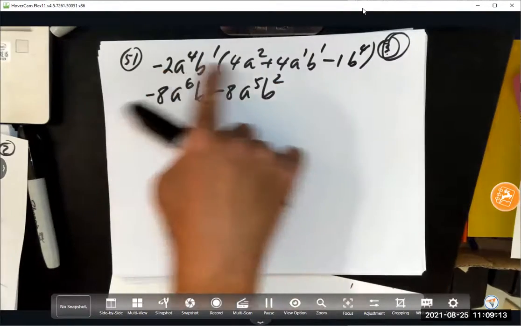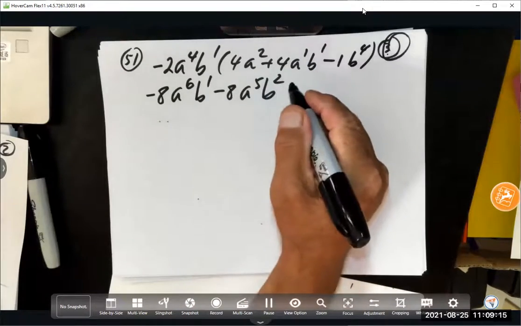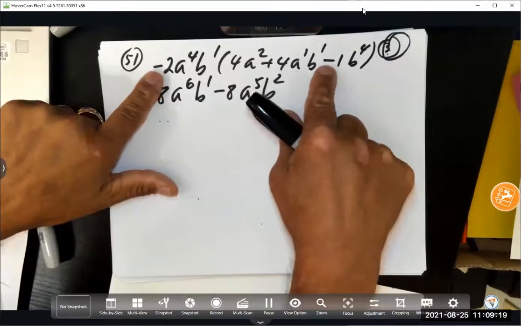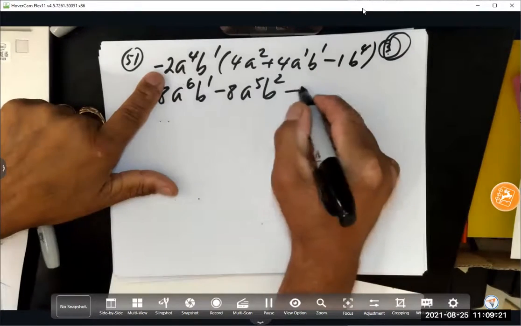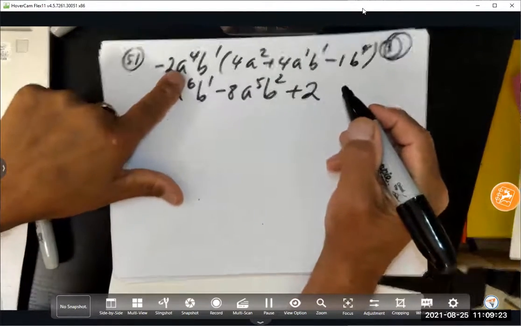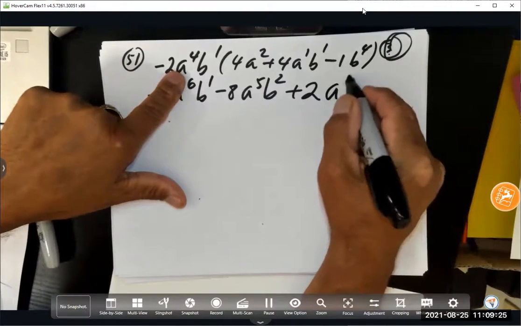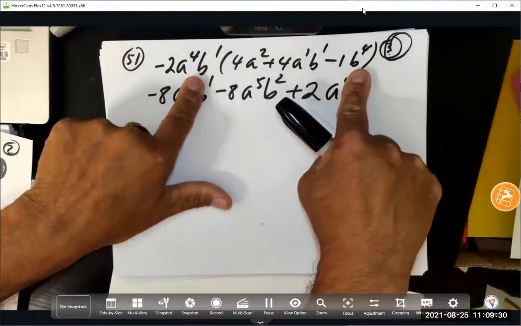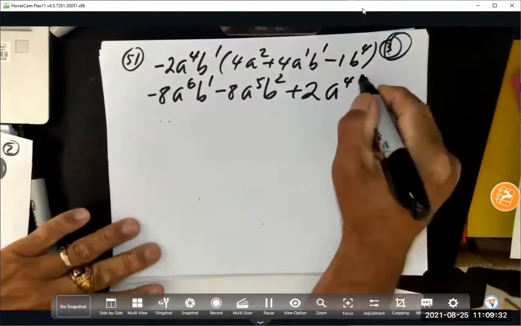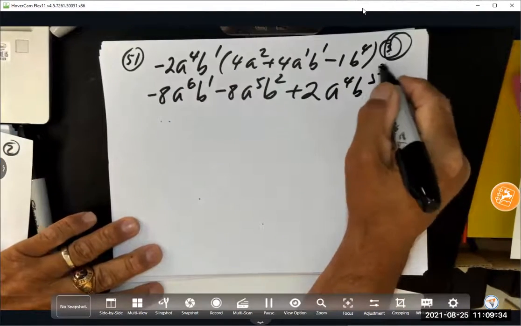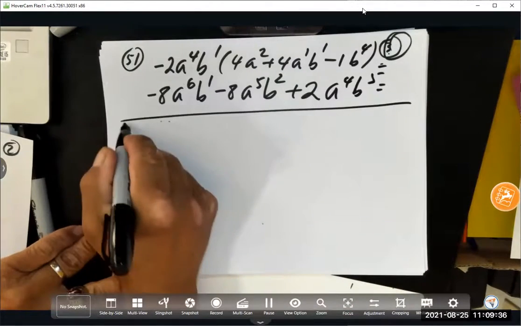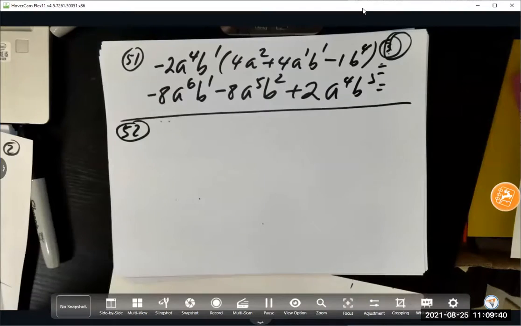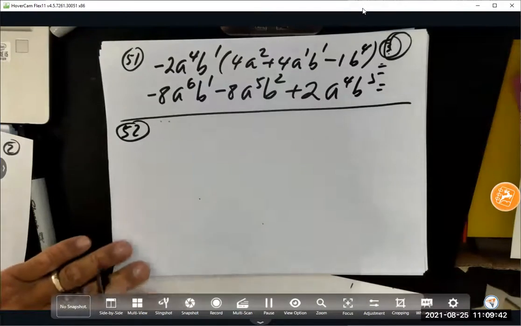Next one. Negative 2 times negative 1. Negative times negative is positive 2. Positive 2, there you go. And you have a to the 4. There are no more a's. But you do have b to the 1 and b to the 4. Add the powers up. How much? b to the 5. There you go. You just add the powers, okay? All right. So that's number 51. Is that okay? Just be careful when you add and subtract.